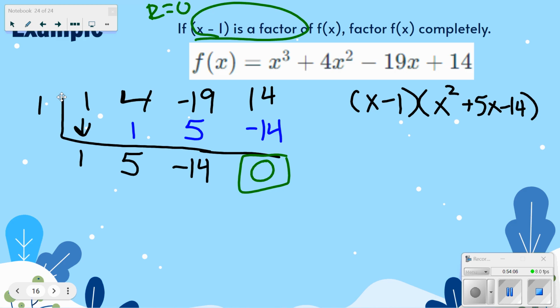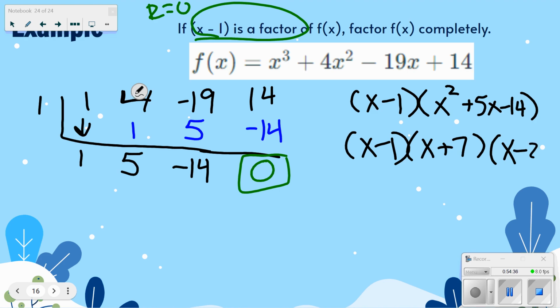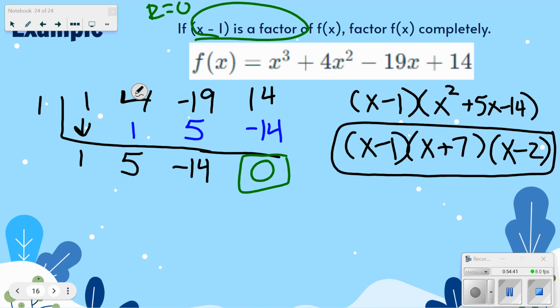But guys, we love factoring so much. We want to make sure we can factor this completely. So x minus 1, we have factored all the way, right? That's linear. But x squared plus 5x minus 14, can we still keep factoring? Probably. What do we probably think those factors could be? 7 and negative 2. Great. So my other factors are x plus 7 and x minus 2.